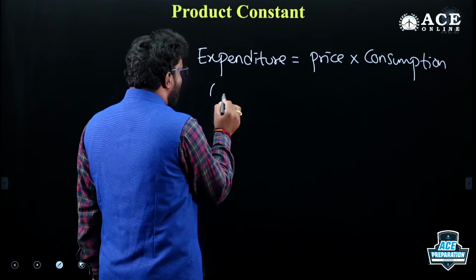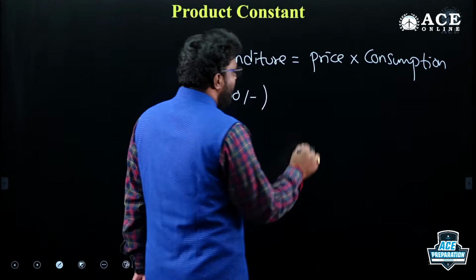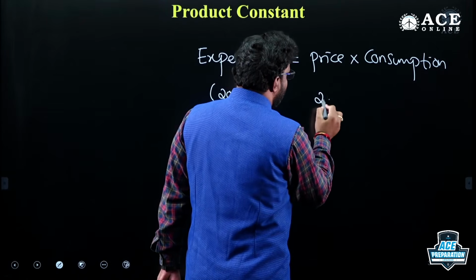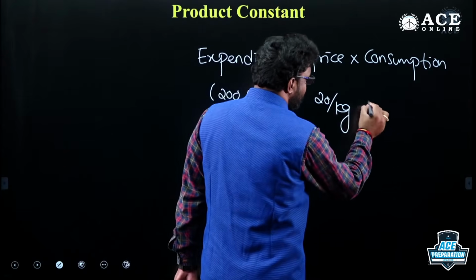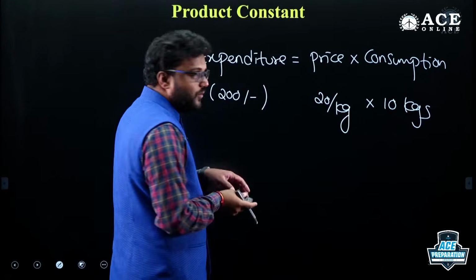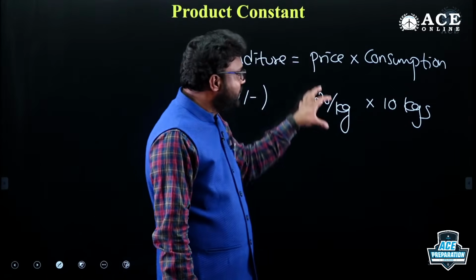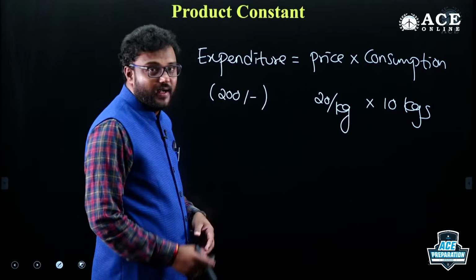Suppose you have 200 rupees, okay, fine, the cost of onions is 20 per kg, for example, you are getting 10 kgs, right? This is what price, okay, this is what expenditure. You have 200 rupees, onions cost is 20 per kg, means you are getting 10 kgs, 20 into 10, 200.